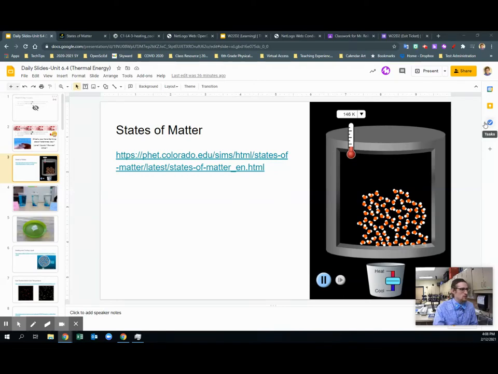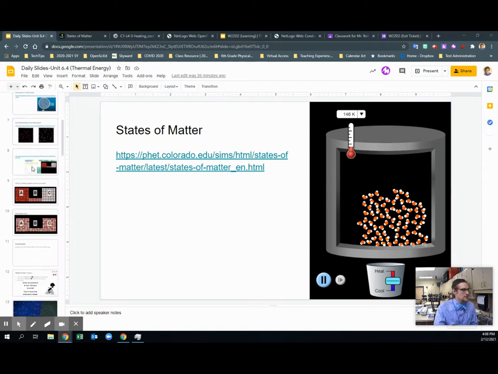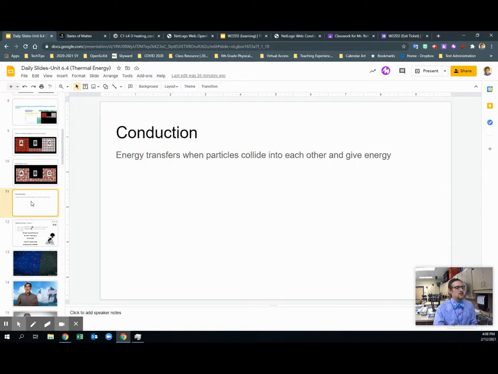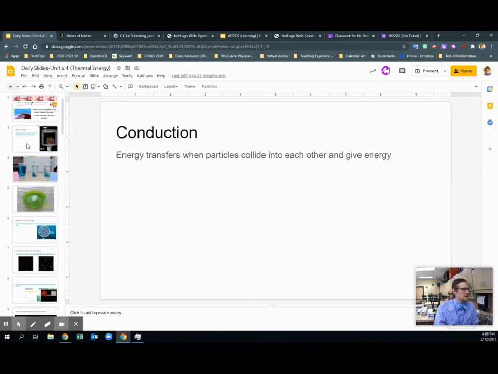Alrighty, in day 2 of week 22, we are continuing to talk about thermal energy. Specifically, we're talking about the idea of conduction of energy, though that's not a word we'll really get using until the end of our lesson.